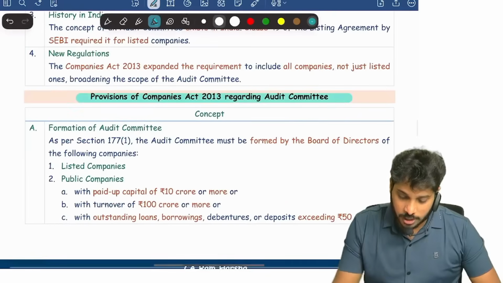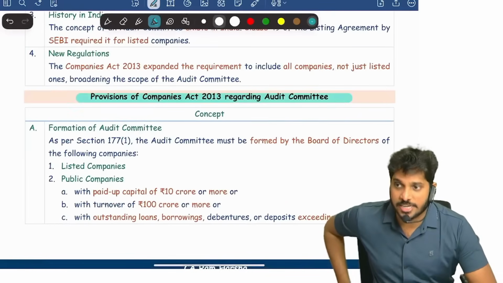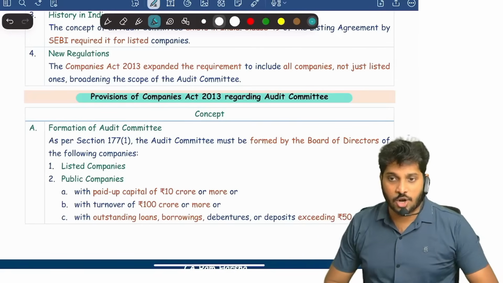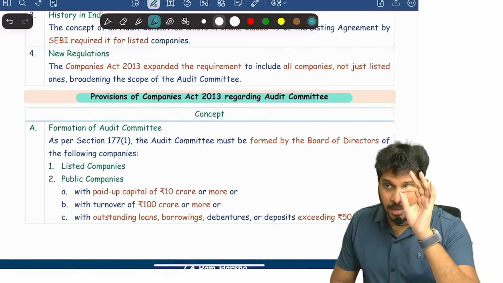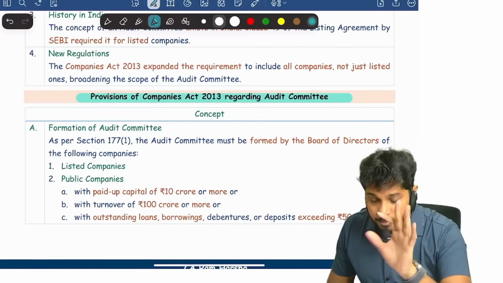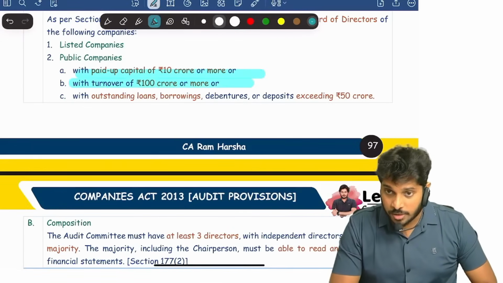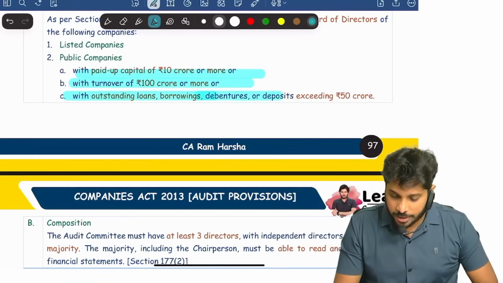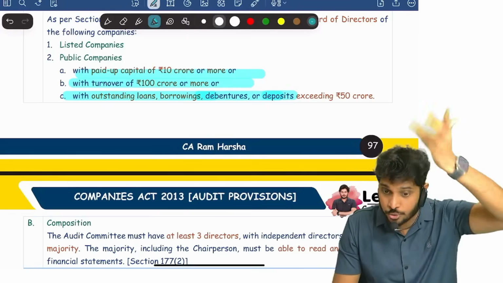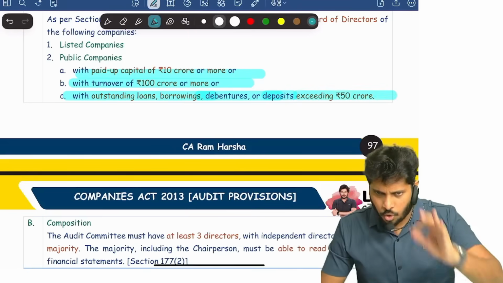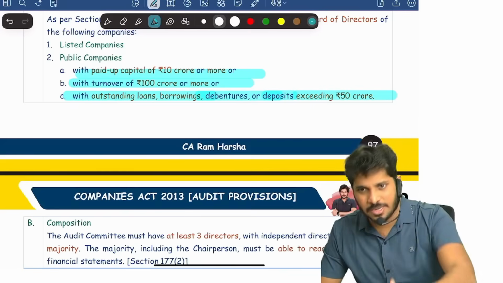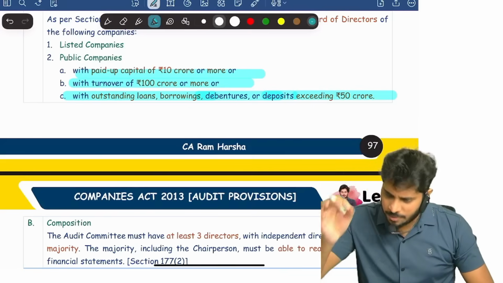Now, what are the provisions of the Companies Act regarding audit committees? Remember, audit committee is not applicable for private limited companies. It's only applicable for public limited companies and listed companies. Public limited companies, 3 criteria: paid up capital 10 crore or more, turnover 100 crore or more, loans and borrowings, debentures and public deposits all put together exceeding 50 crore. Only then the audit committee concept is applicable. Audit committee is applicable only then.